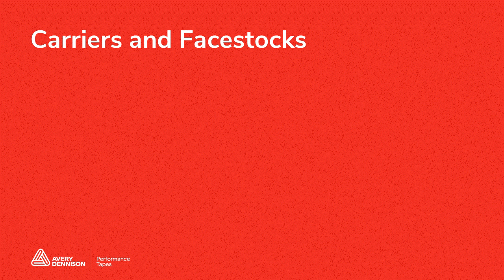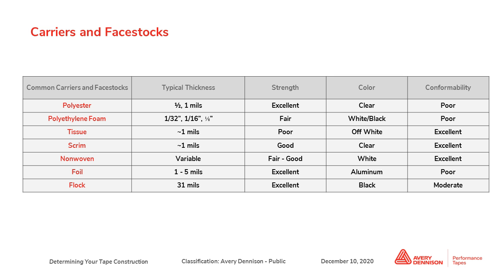Okay, now we're going to get into carriers and Facestocks, specifically examples of them. These are just common ones. Again, there's a lot of different materials that we can incorporate in tapes, but I would say the most popular one that we have available is polyester film, the top line there. Polyester film is a plastic film. It's generally 0.5 mil or 1 mil thick. It has excellent strength. It's going to be clear, and its conformability is generally poor relative to these other ones.